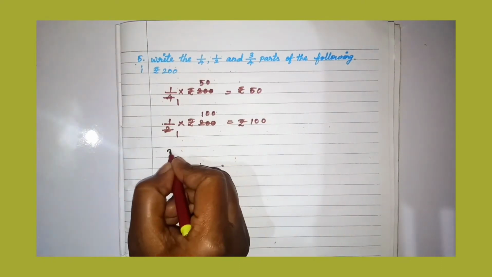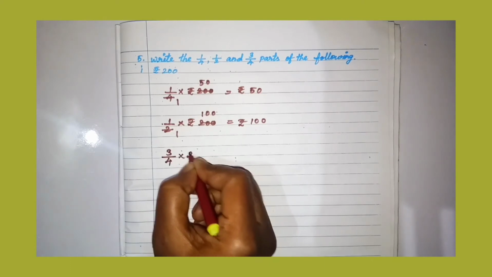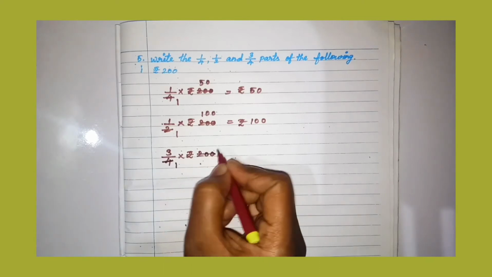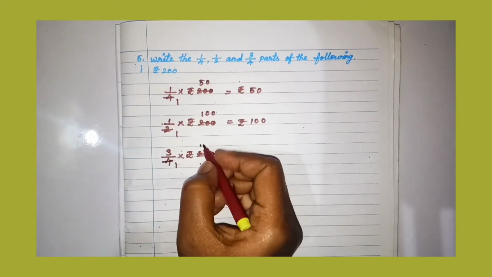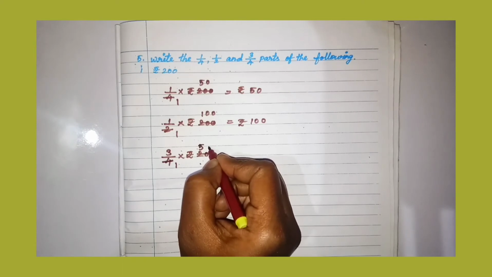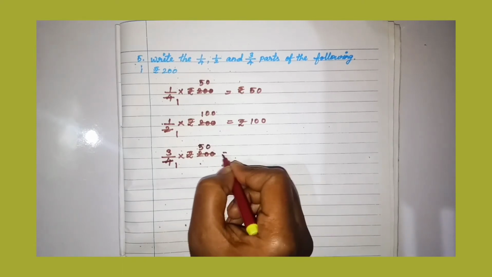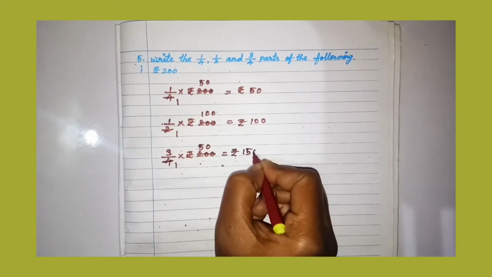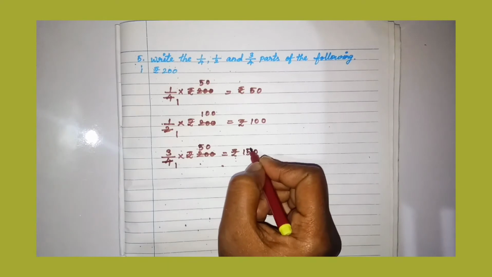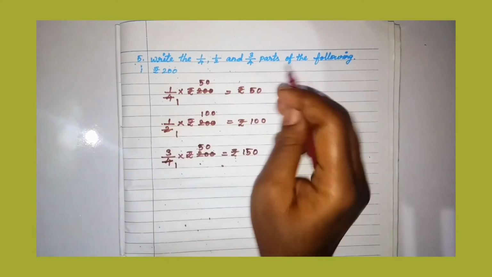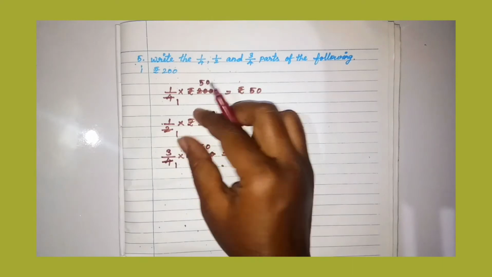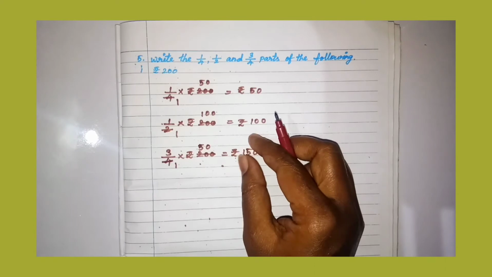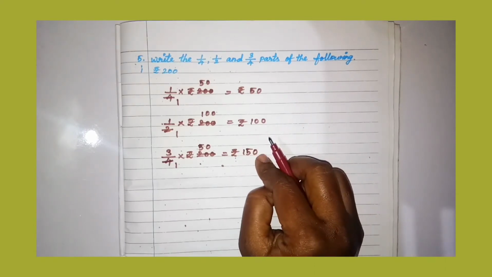Next 3/4 part, 3 by 4 into rupees 200. Now cancel the value. 1 4s are 4, 5 4s are 20. Adding last 0. So 50 into 3. 5 3s are 15. Adding 0 means 3/4 part value 150. So quarter part 50, half part 50 plus 50 we get 100. 3/4 part means adding one more 50 means 150 we get the answer.